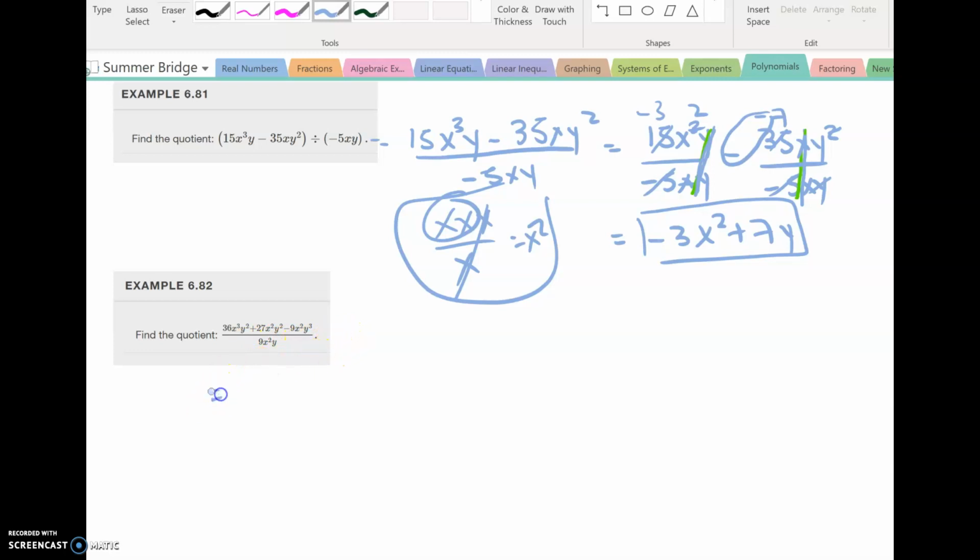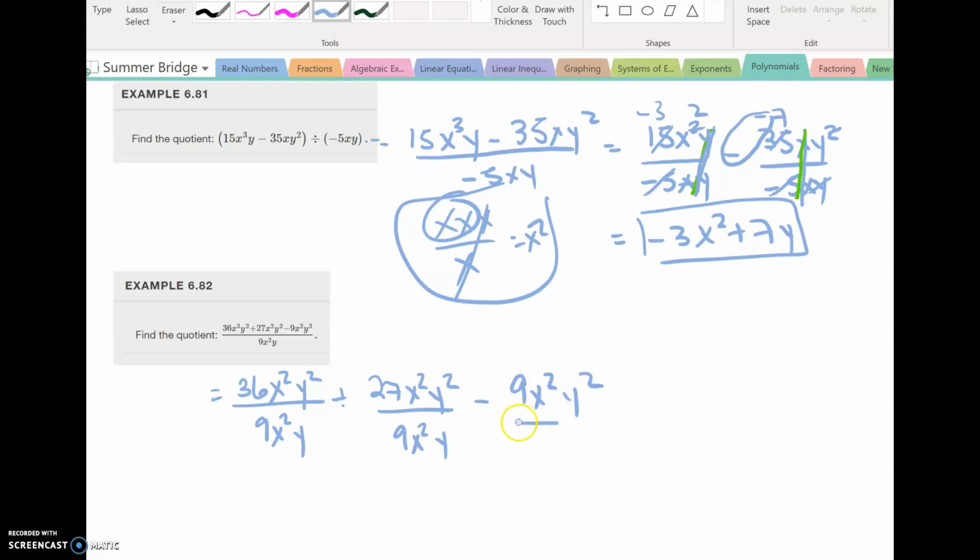All right, so now we have a trinomial with two different variables. So let's break this up a little bit. So we have 36x squared y squared divided by 9x squared y. Then we have plus 27x squared y squared divided by 9x squared y. Okay, and then we have minus 9x squared y squared divided by 9x squared y.